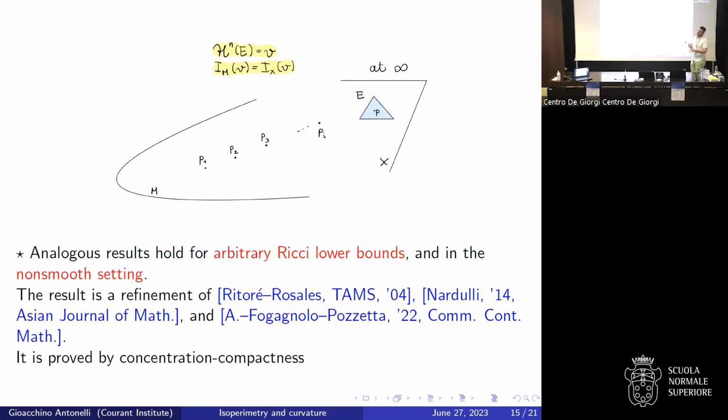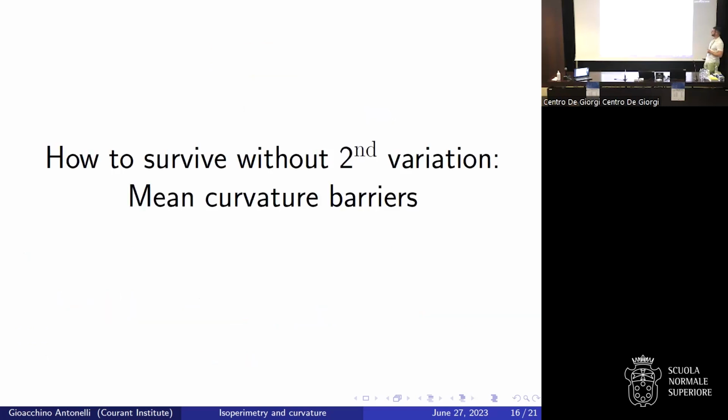Let me mention that there are analogous results in other general settings, but this result also has a history. The first to notice this loss of mass at infinity were Ritoré and Rosales. Then there are ideas of Nardulli that prove a version of this result when you have a strong control on the geometry at infinity of the manifold, and then we refined all of these ideas using the Gromov-Hausdorff convergence, and it's proved by concentration compactness.